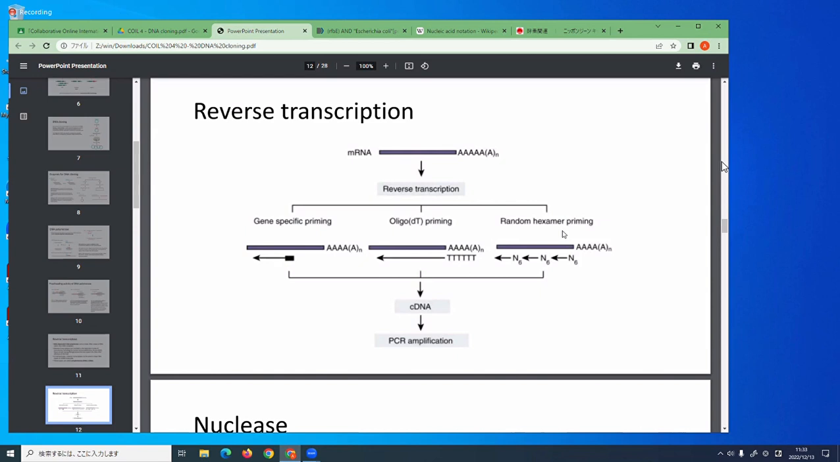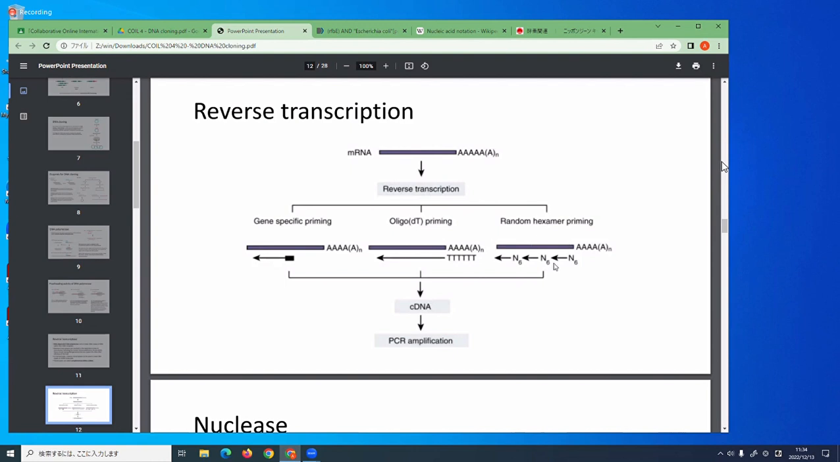And because it's random, how do you order a random hexamer primer? You just put the N, right? Because N represents A, T, C, G, so it's totally random. And it will have the ability to bind at random locations on the RNA, right? So this is useful when you extract a lot of RNA and you want to convert all of the RNA to become DNA so that you can sequence them or clone them later. So we just use random hexamer.